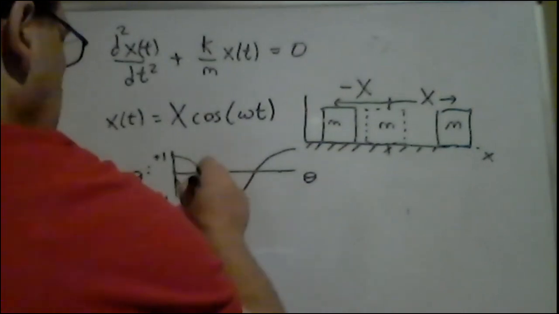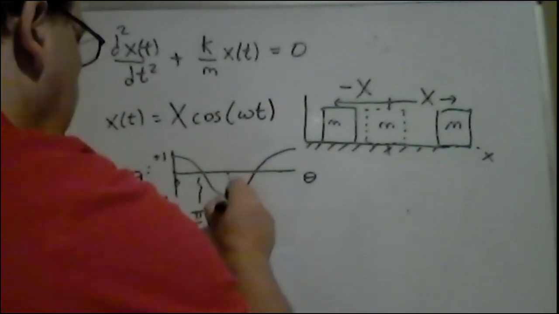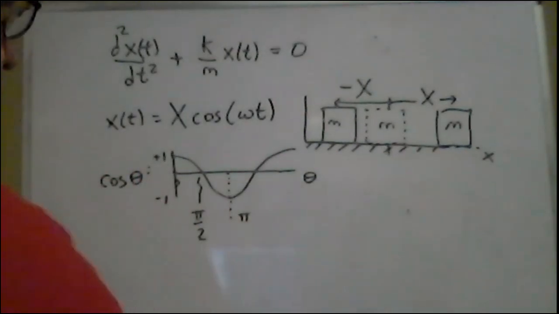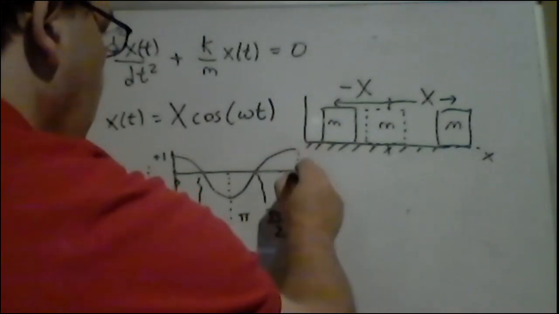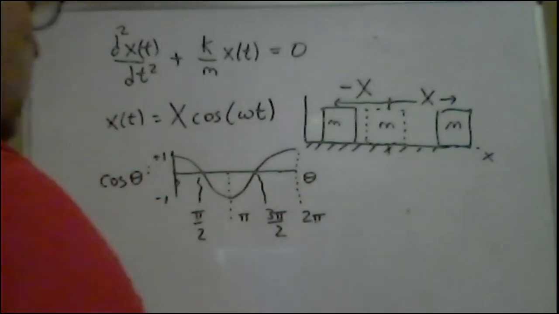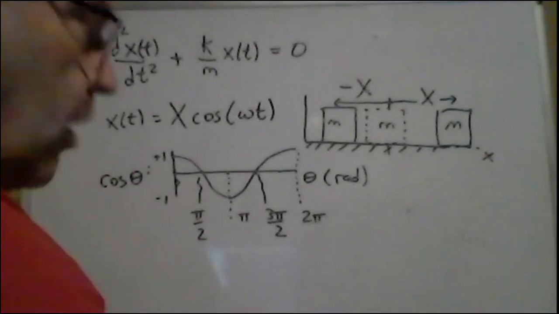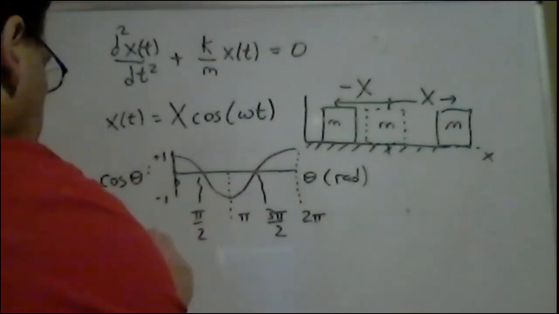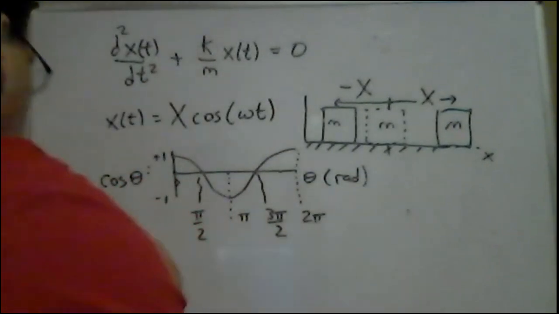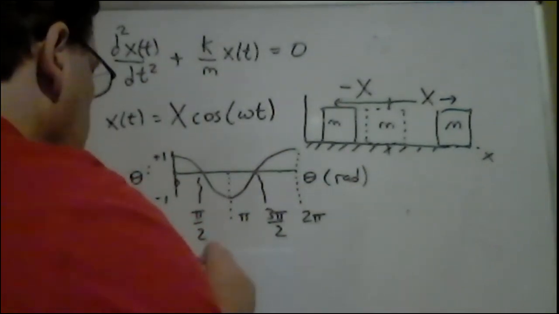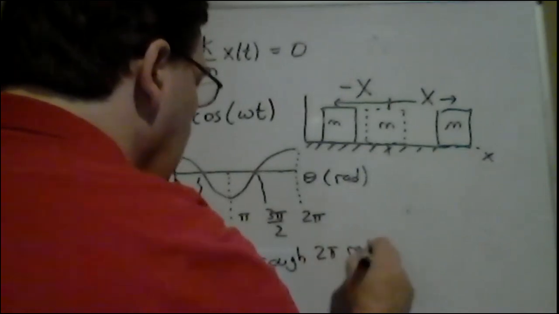It's going to start at 1. It's going to go through 0 at basically pi over 2 radians. And it's going to be -1 at what? Pi radians, 180 degrees. Back to 0 at 3 pi over 2, and then back to its maximum value at 2 pi. So let's go through 2 pi radians every single cycle, as we call it. So the cosine of theta goes through 2 pi radians per cycle.